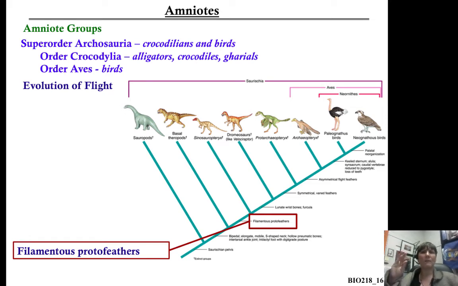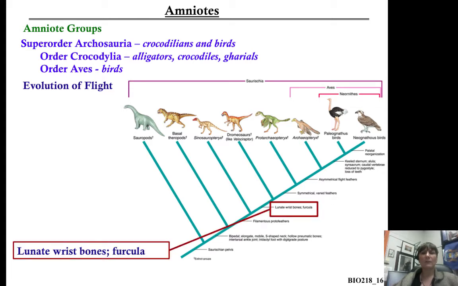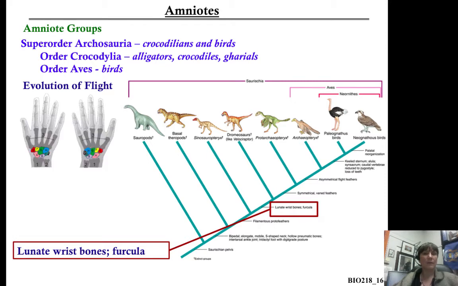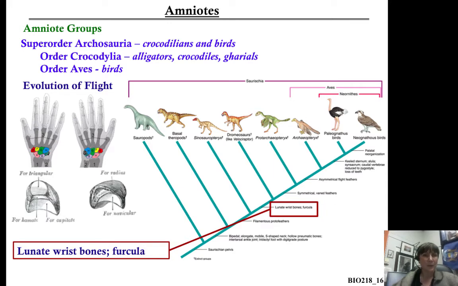These don't have all the same elements within each of the modern feathers that we see today, but I wasn't concerned about you knowing too much about the gory details of the makeup of feathers. They have lunate wrist bones and a furcula. So the bones in our wrist, let me show you a picture. They're called lunate because they look like a half moon. There's a little curve in there, and that allows each of these bones to actually fit together and articulate. So birds have lunate wrist bones, and you see the development of these right after the Sinosauropteryx.